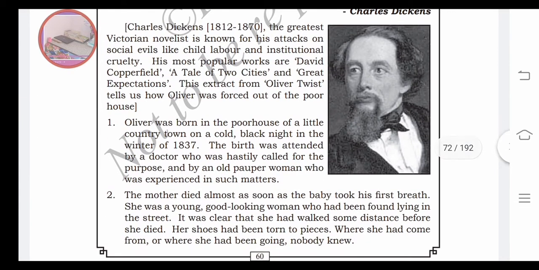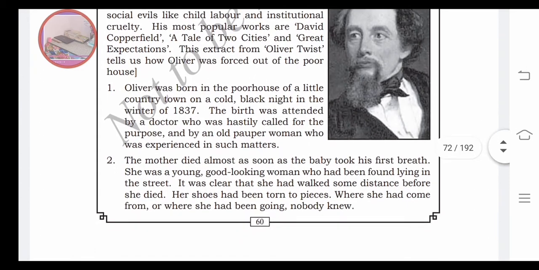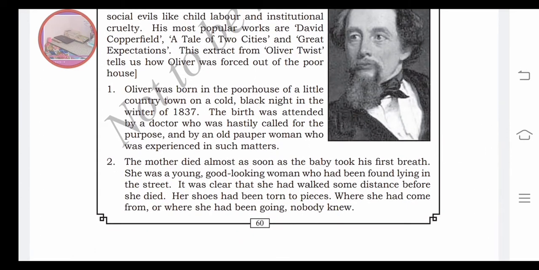So another one sentence is there: how Oliver was forced out of the poor house. This is all about how Oliver used to struggle a lot in the hostel, or in the poor house. So, first stanza. What will I talk about in this first stanza? The first stanza will always say when, who, and where that particular person was born. So here also, the same.